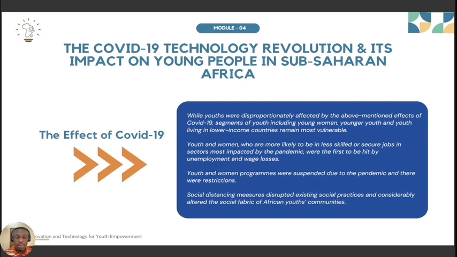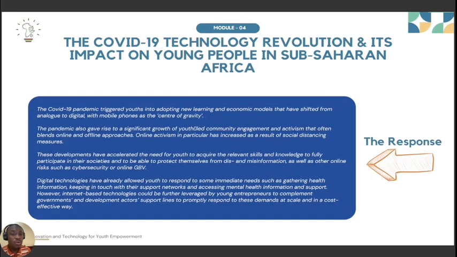People were broke, people could not make money, people were at home, young people were idle, nothing was going on until the advent of the whole technological revolution. People started working from home and all that. So the response to this effect of COVID-19 was that the pandemic triggered youth into adopting new learning and economic models that shifted from analog methods to digital methods, with mobile phones, of course, as the center of gravity, the main tool and vehicle of making that happen.